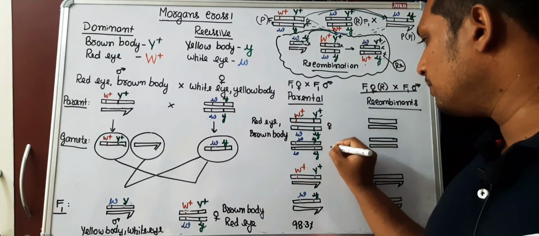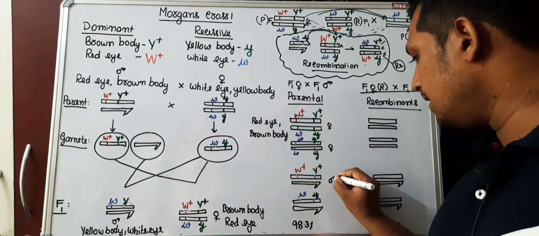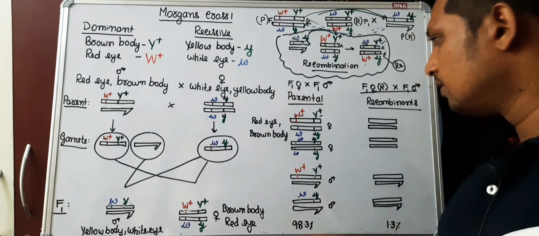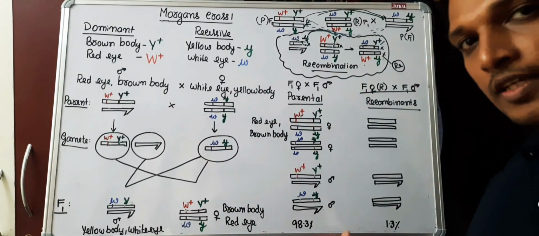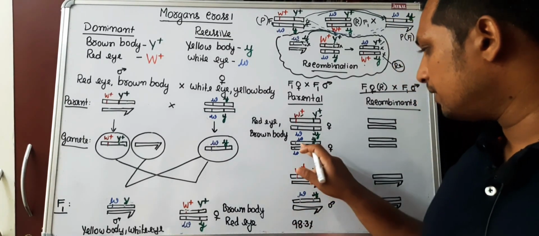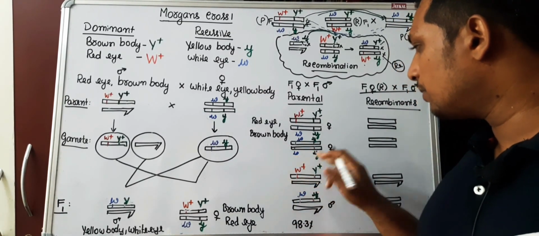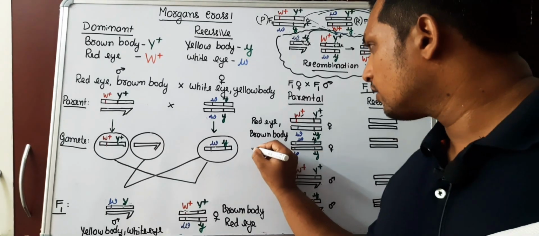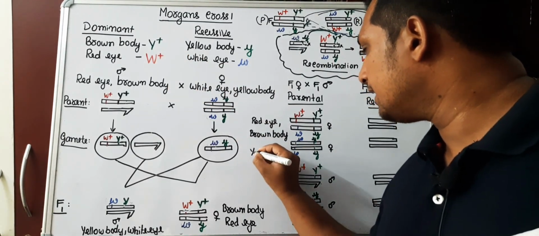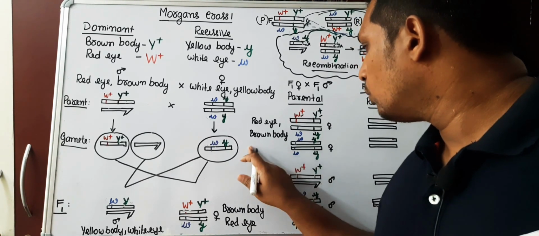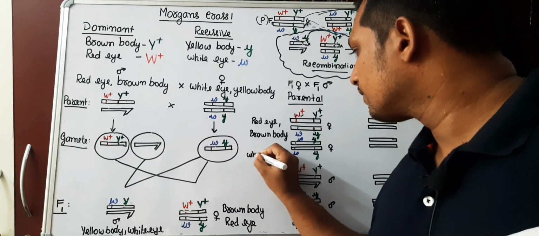Sex is female, these two are males. Red eye, brown body is nothing but parental type. In this cross he got that parental type. Next, small w, small y, small w, small y, no dominant allele, so all recessive. It is again a parental character, white eye, yellow body.